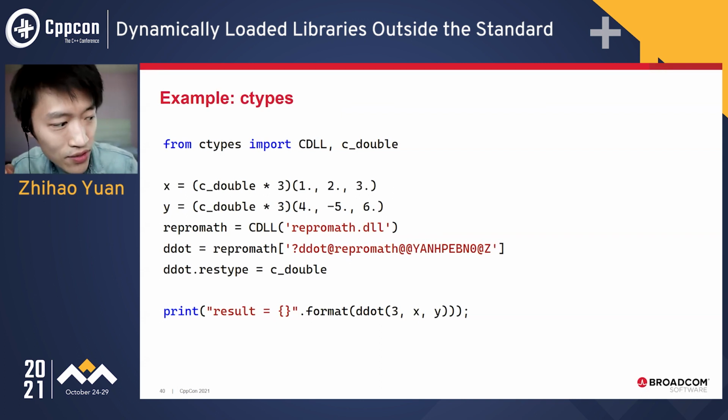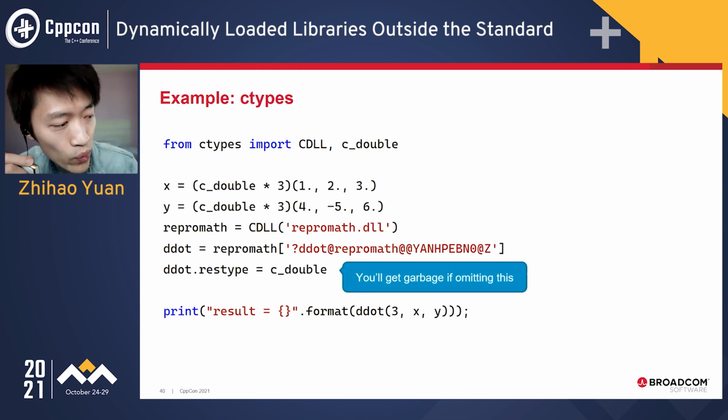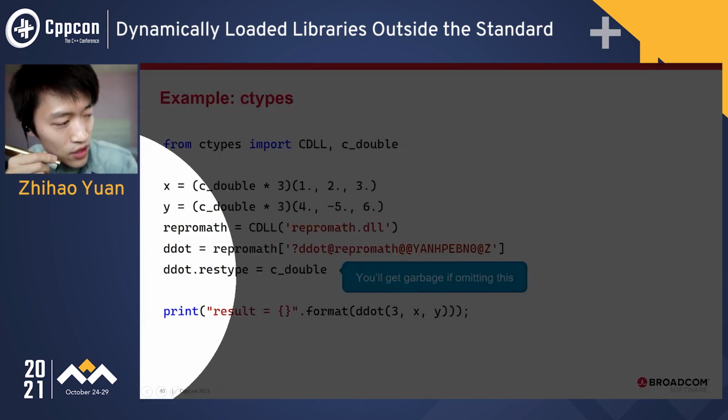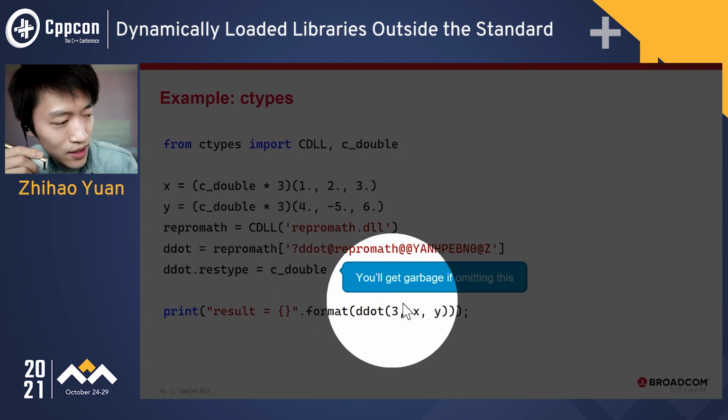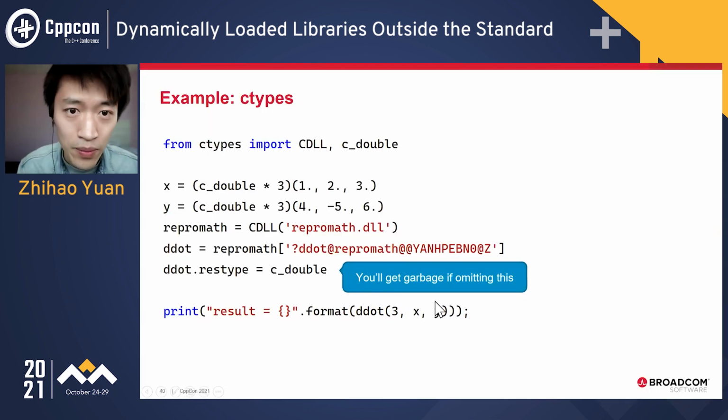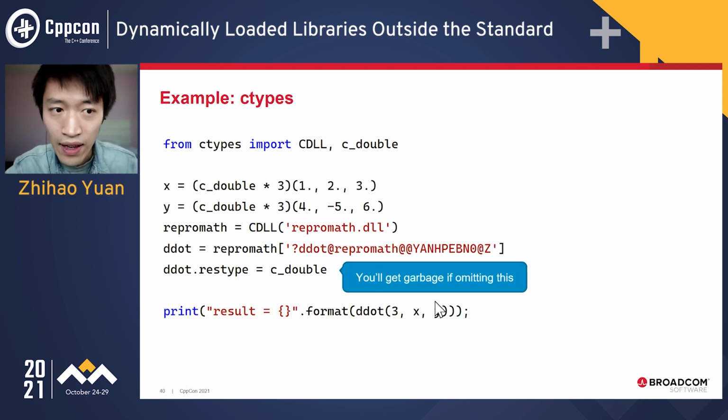So this program is almost identical to the previous C++ program, with one exception. That is, if you omit this line, you'll get garbage, or the program can crash. I have been maintaining a library that exclusively uses ctypes, and we encounter crashes. Almost all bugs are about crashes, because we were not protected by the type system.